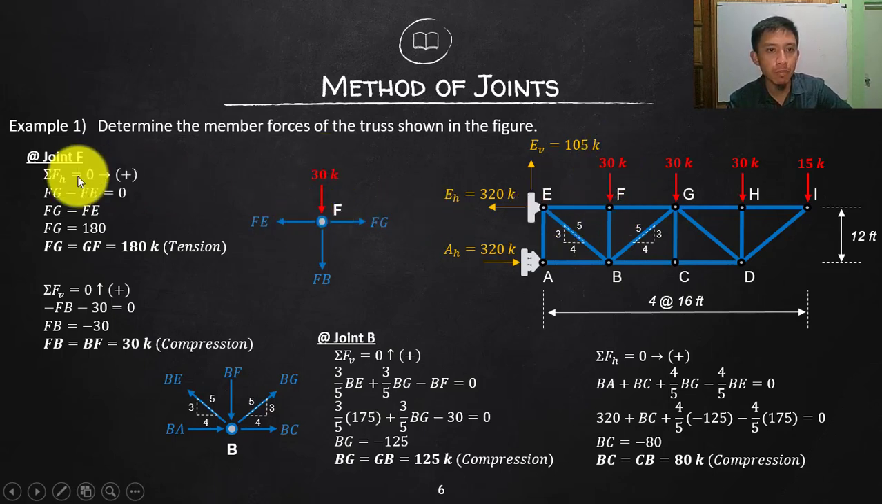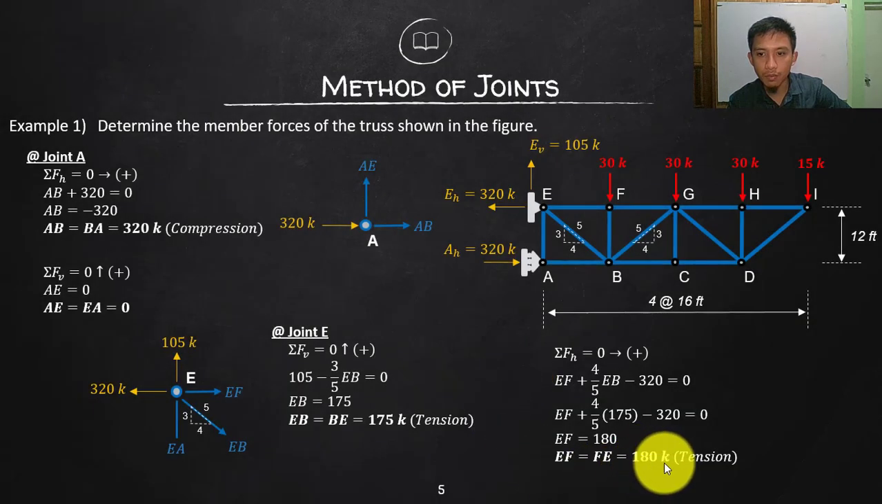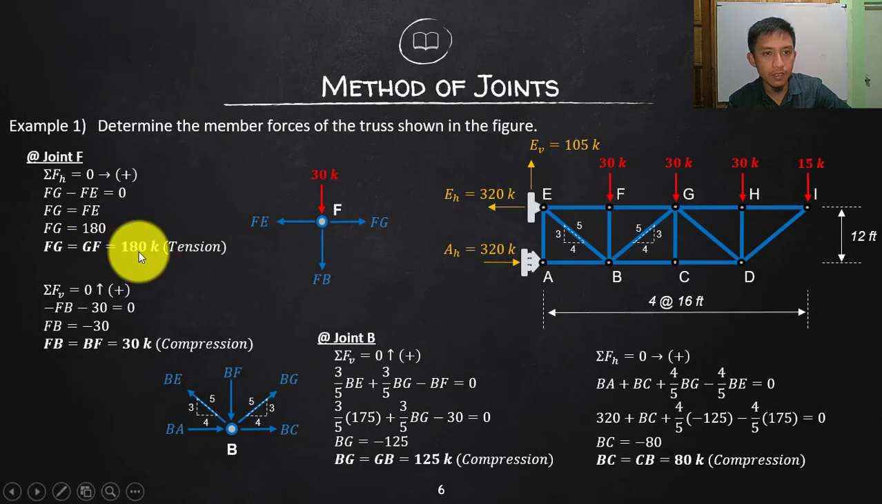Summate forces horizontal, going to the right positive. So this is positive, that is negative. So negative FE. And then all we need to do is transpose. This will go positive on the other side, isn't it? And then that is go positive. FG is equal to FE. So FE, we solved that one previously to be 180, tension. If FE is 180 tension, that is the same as FG.